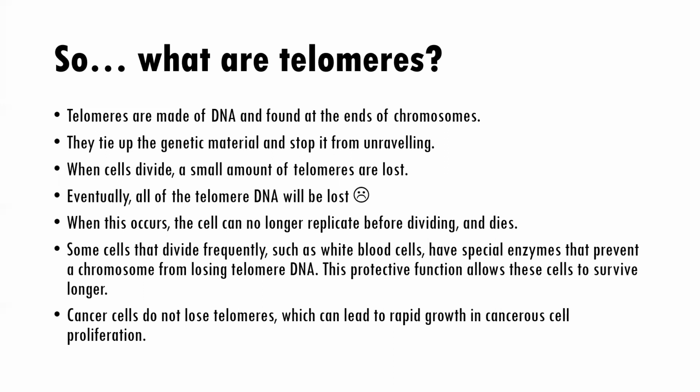Telomeres are made of DNA and found at the end of chromosomes. They tie up the genetic material and stop it from unraveling. When cells divide, a small amount of telomeres are lost, and eventually all telomere DNA will be lost, which is a big problem for the cell, because the cell can then no longer replicate before dividing and it will die. Some cells divide frequently, such as white blood cells, and they have special enzymes, amazingly enough, that prevent their chromosome from losing telomere DNA. And this allows these cells to survive longer. Also noteworthy, cancer cells do not lose telomeres, which can lead to rapid growth in cancerous cell proliferation.